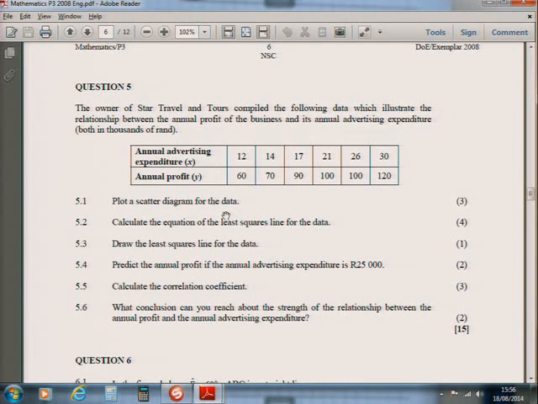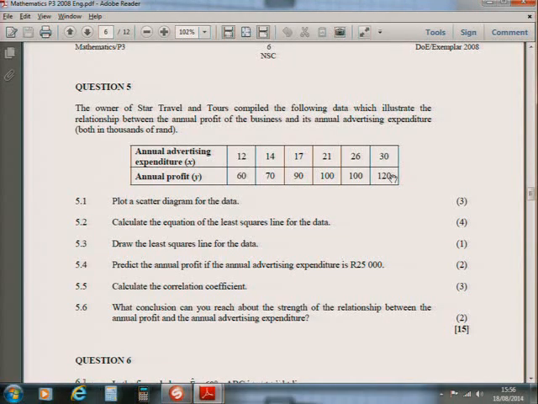120, 30. The question said, plot the scatter plot. I'm sure you did. Now, when you plot the scatter plot, realize what happens, because there's a question here. Do we include an outlier when determining the equation of the straight line? Yes. When you draw the scatter plot, you draw based on all the information you have. Every single piece of information you have here, you include it.